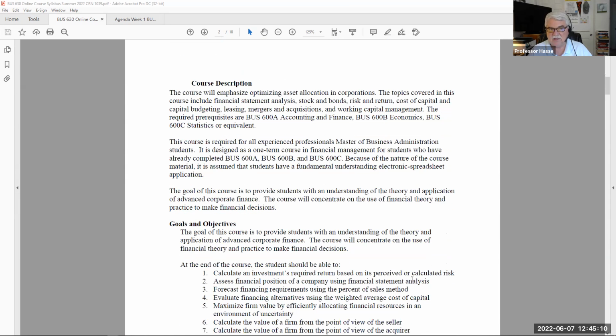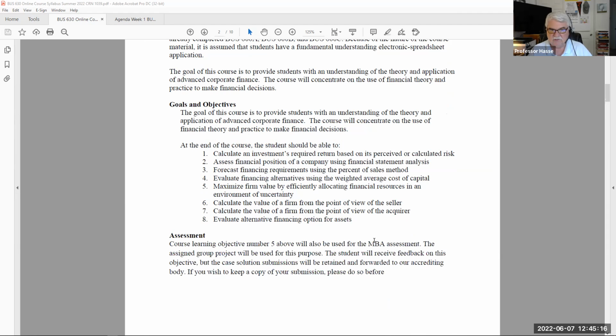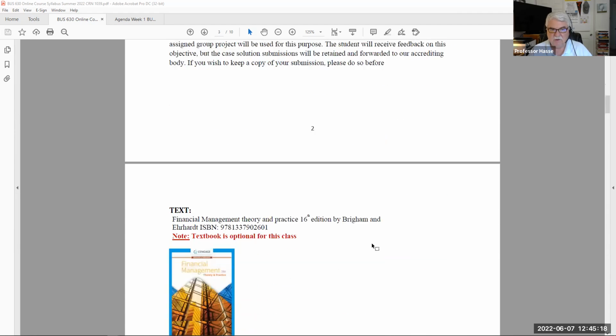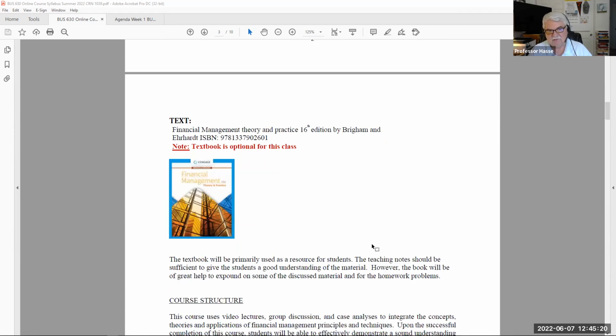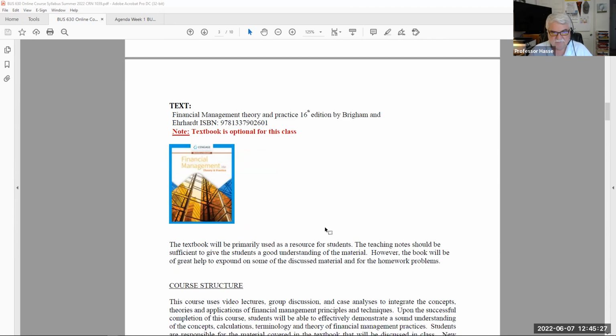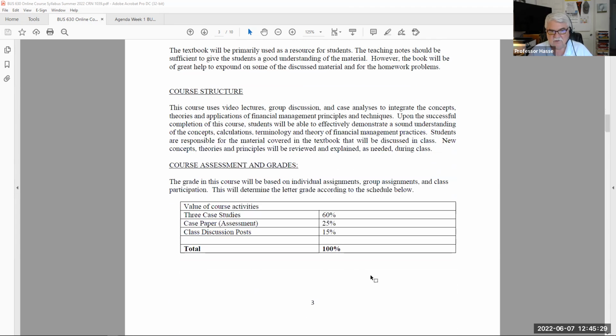This class is designed for upper MBA study, and please understand the course description and the goals and objectives of this course. Here's the optional text, the 16th edition of Financial Management: Theory and Practice, as I explained earlier. The course structure, here's our assessment. We'll have 3 case studies.